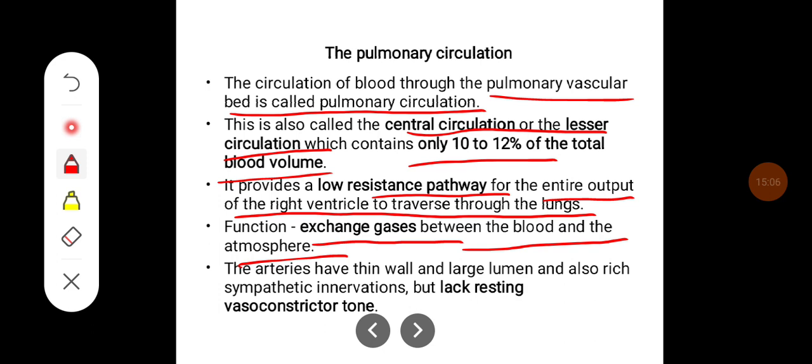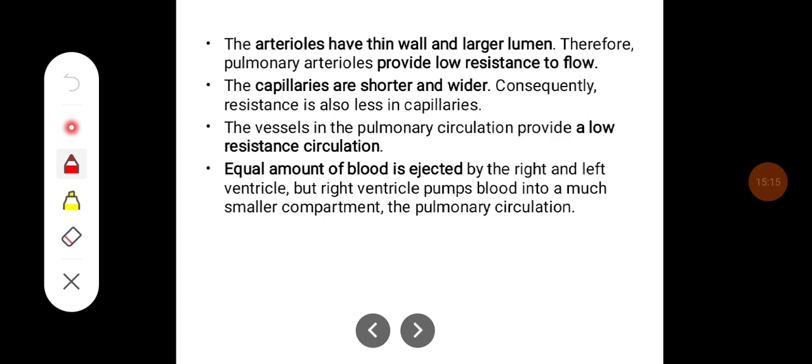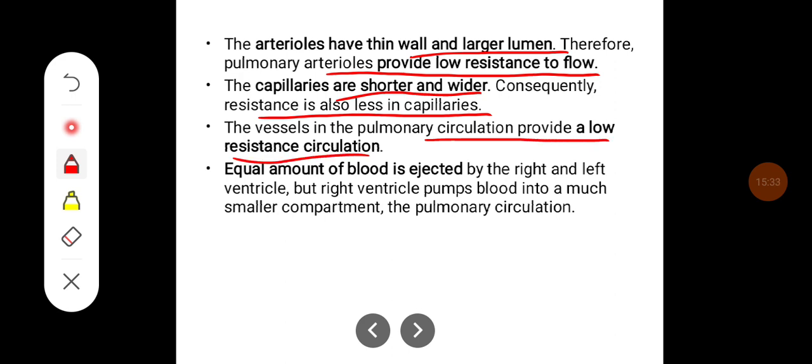The arteries have a thin wall and larger lumen and also rich sympathetic innervation, but lack resting vasoconstrictor tone. The arterioles have a thin wall and larger lumen. Therefore, pulmonary arterioles provide low resistance to flow. The capillaries are shorter and wider. Consequently, resistance is also less in capillaries. The vessels in the pulmonary circulation provide a low resistance circulation.